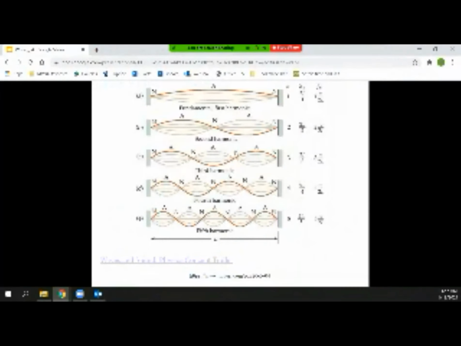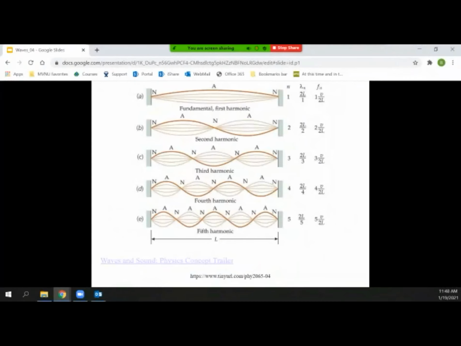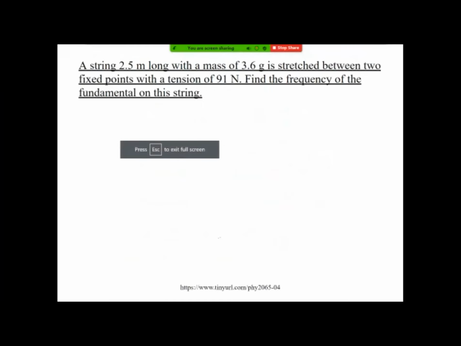All right. I hope that gave you a better understanding of how the different frequencies can be generated from some musical instrument. All right, so we'll take a look at this example here.